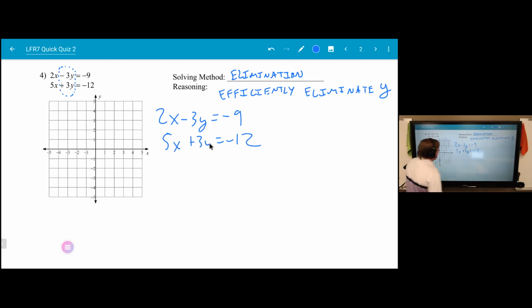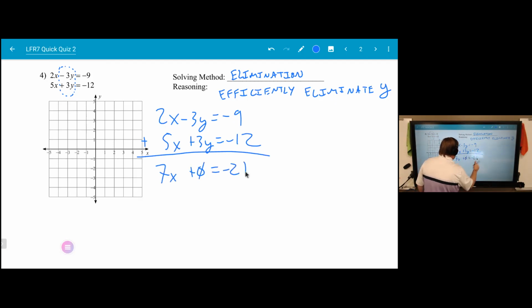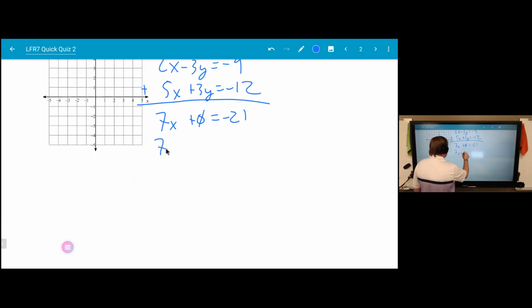Oh, goodness. If I add these two equations together, I get 7x. This is 0 plus 0 equals negative 21. So what I've got right now is 7x equals negative 21. Divide both sides by 7. And x equals negative 3.